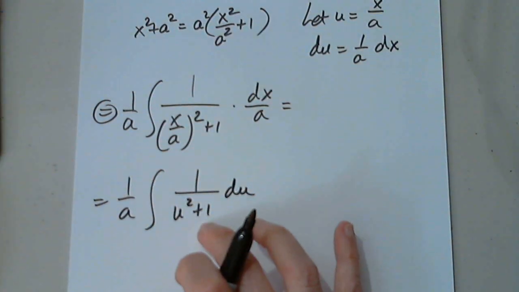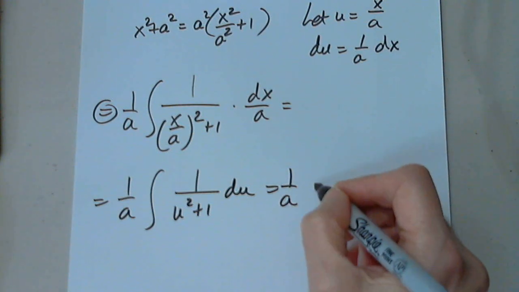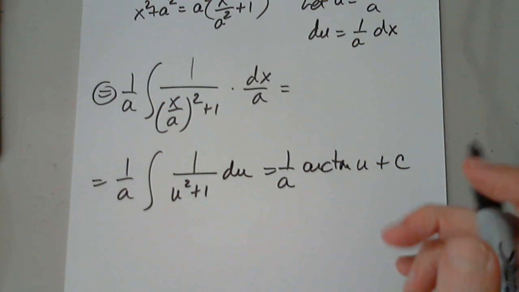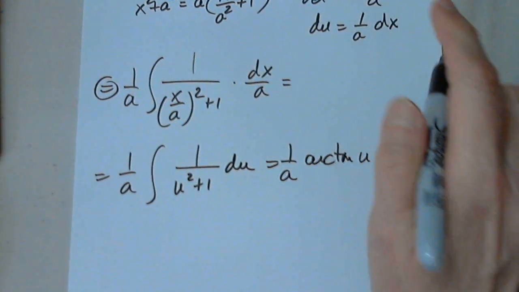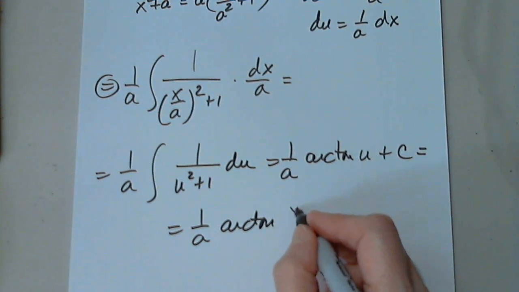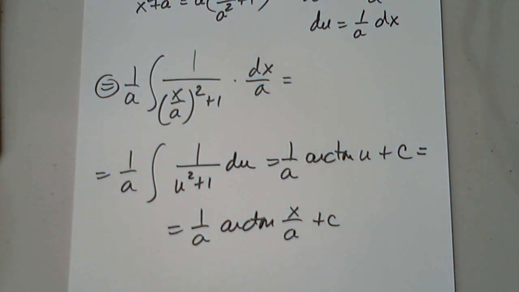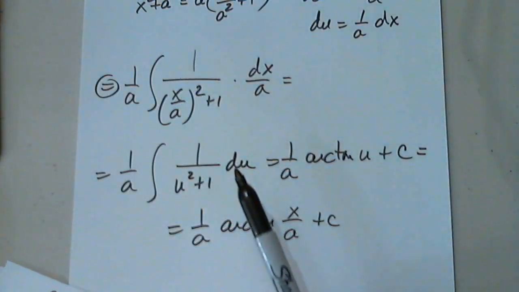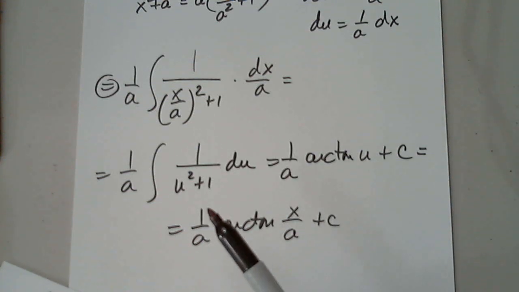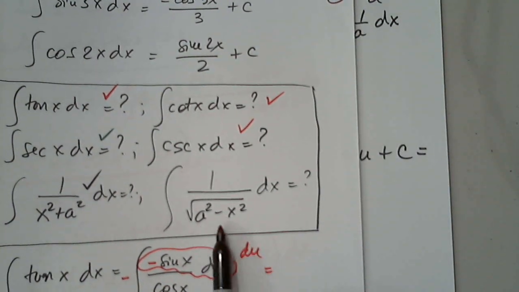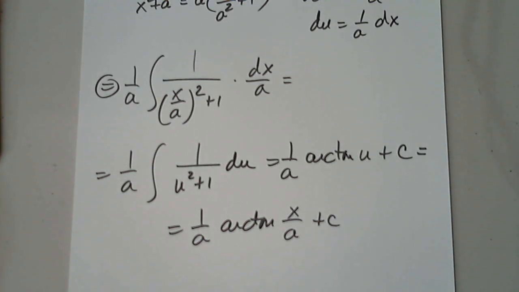And I know what this is. It's 1 over a arc tangent u plus a constant c. We have to replace u by x over a. 1 over a arc tangent x over a plus a constant c. So now you know what this is. 1 over x squared plus a squared is 1 over a arctangent of x over a plus a constant c. And here's the last one. The procedure will be somewhat similar.